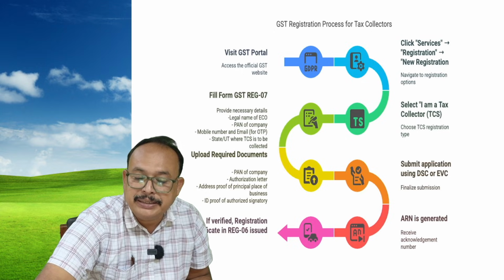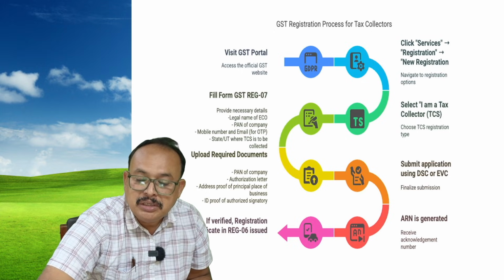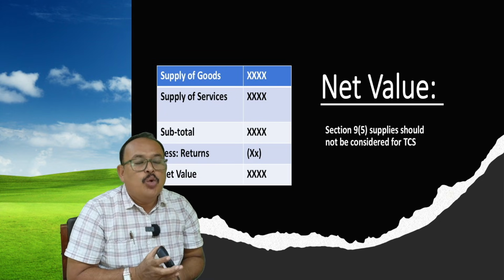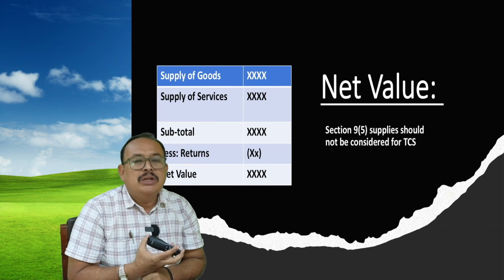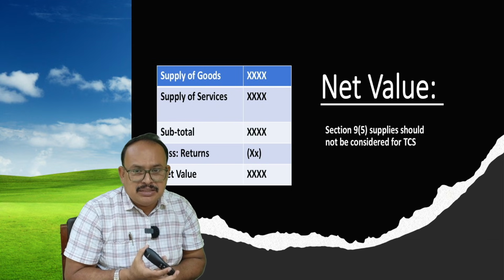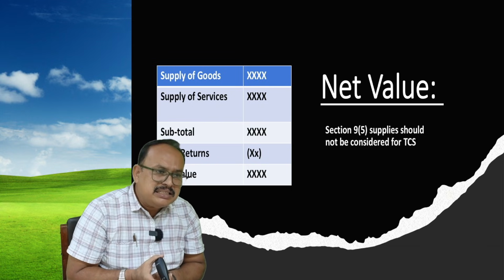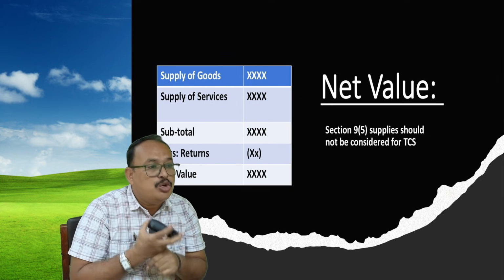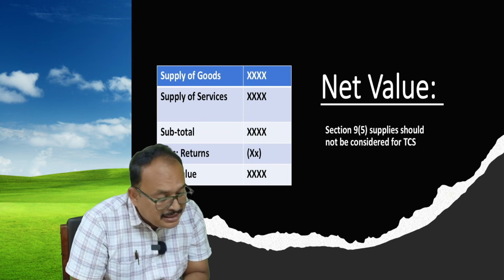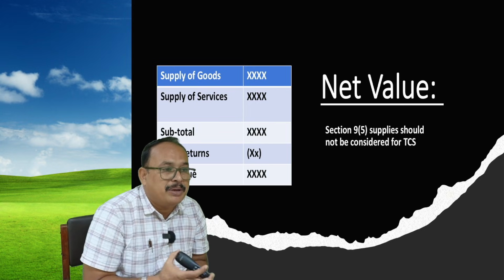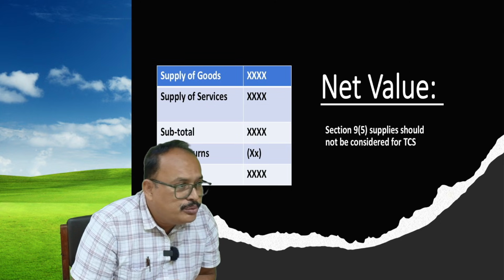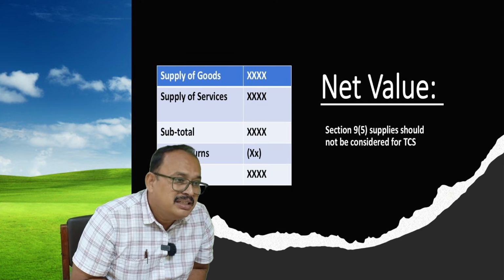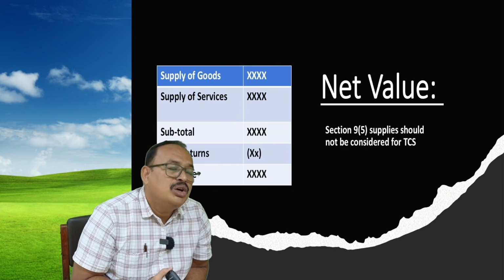Now coming to the point here. On what value will TCS apply? Net value. What is the net value? Supply of goods or services less returns during that period. The balance net value, if positive, only on that positive value will TCS apply. If the net value is negative, meaning returns are more than supplies, then no TCS will apply.